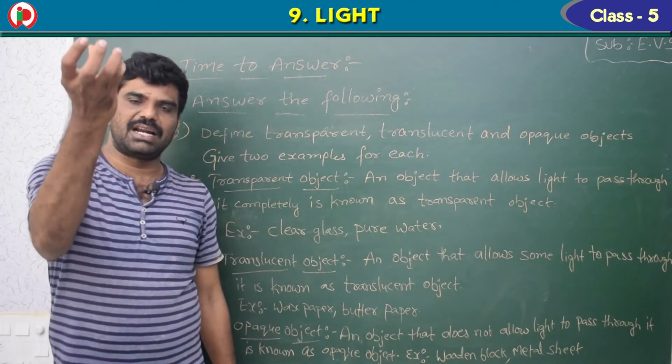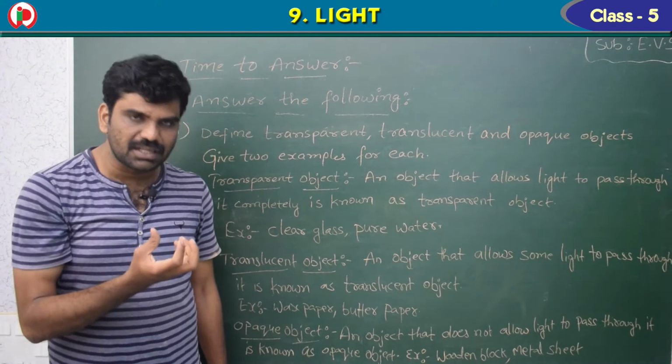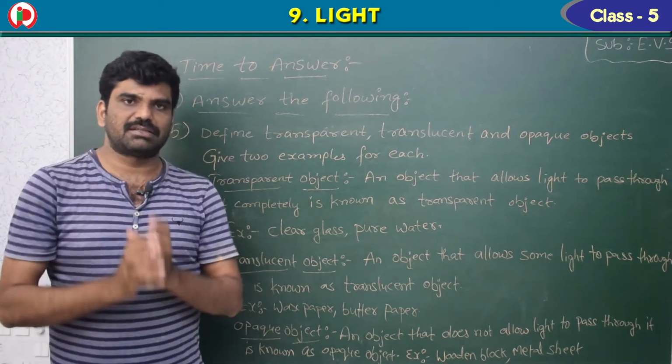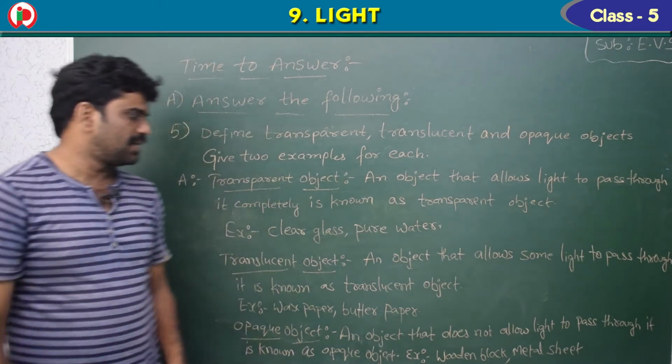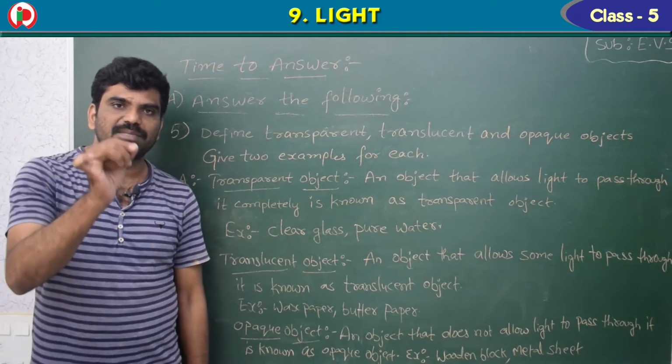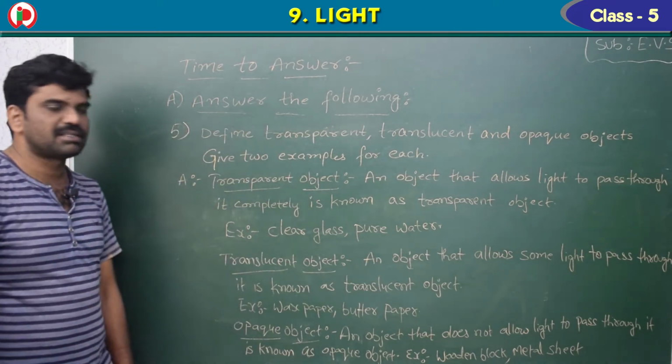If you observe the steel glass, you won't see the juice unless you look from above. That means the light won't pass through. So this is the difference. Clear glass and pure water, these two are examples of transparent objects or transparent substances.